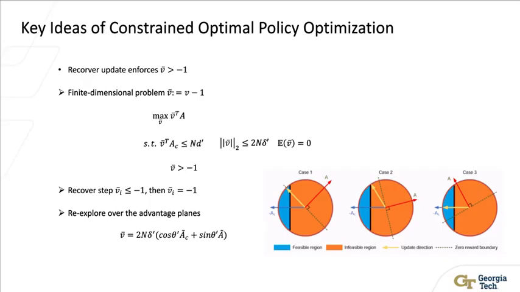Given the value of this finite dimensional problem, they are going to maximize the lower bound for the probability ratio. And as we discussed in previous slides, the optimum value for the probability ratio should be equal to 1. So the current policy becomes the optimal policy.